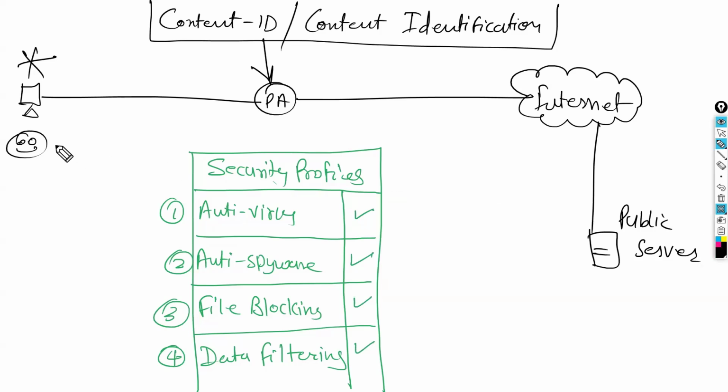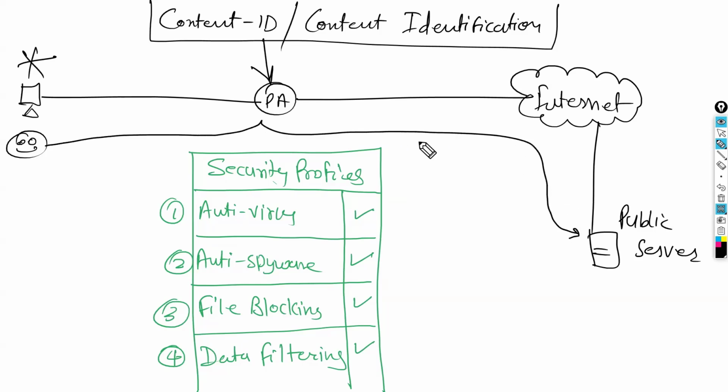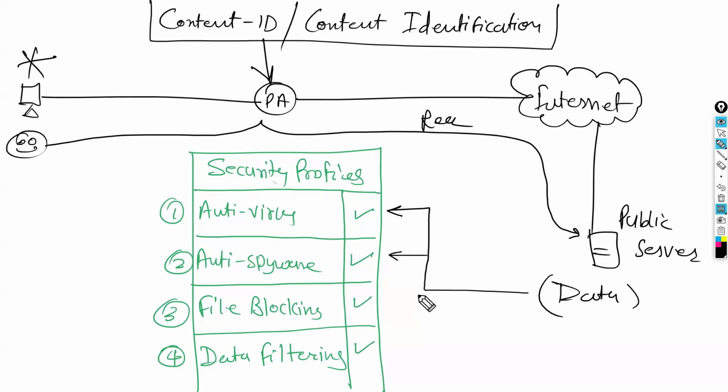Now, what will happen? When the client initiates a request through the Palo Alto firewall, that will go to the public server. Now, if any data or file is available on the public server, that will be sent to the Palo Alto firewall. Now, the Palo Alto firewall will filter this data with the help of antivirus, anti-spyware, file blocking, and data filtering profiles. If any virus is there, that will be stopped by antivirus. If any spyware is there, that will be blocked by anti-spyware.